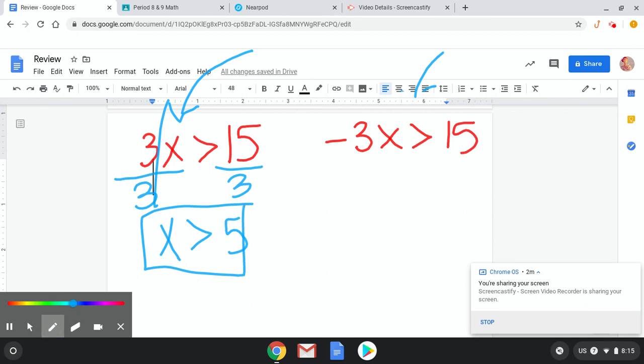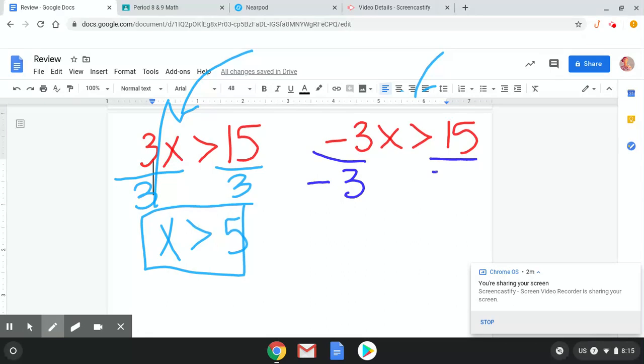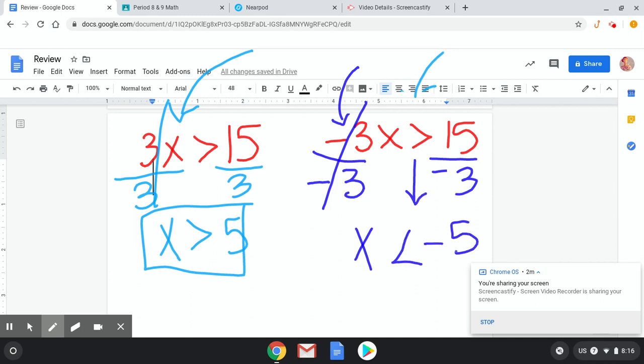We are changing this one because I'm dividing by a negative number, because there's a negative in front of that 3. So x, you flip your sign over, is less than -5.